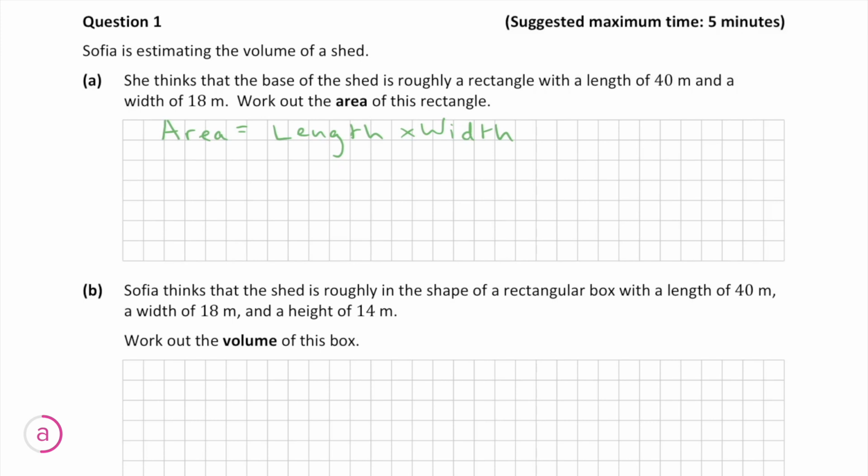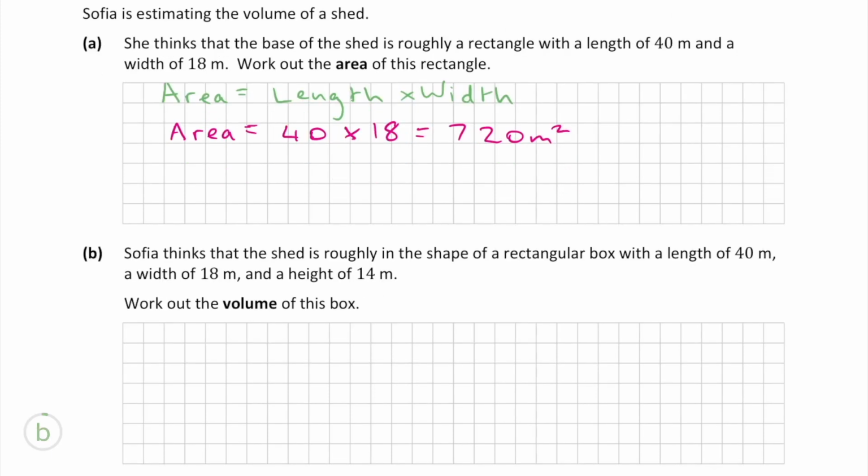So obviously the formula for calculating the area of a rectangle is equal to length times width. And in our case, this becomes 40 times 18, which is equal to 720 meters squared. And remember to always include the units or you might lose marks.